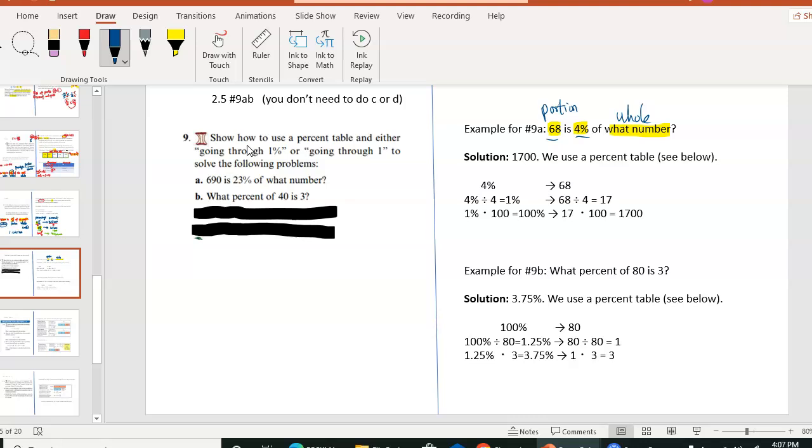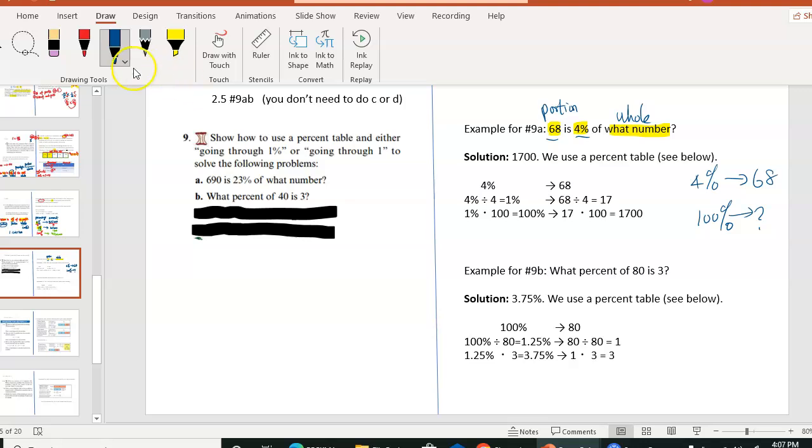So we put them in the first row. Now, we're solving for the whole, so when I set this table up, this is what I have. Okay, 4% is 68. Now, we will solve for the whole, which is the number that lines up with the number 68. But I know the percentage for the whole is always 100%. So that's what I write down.